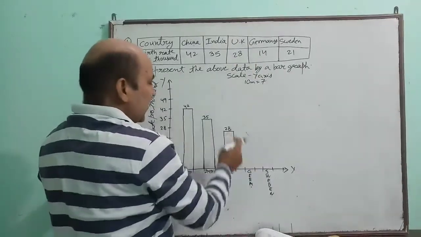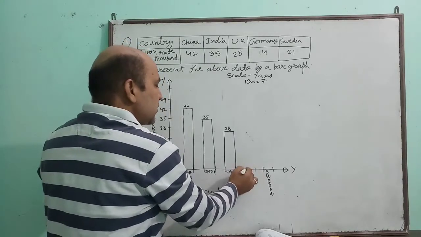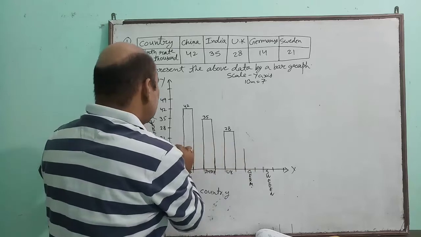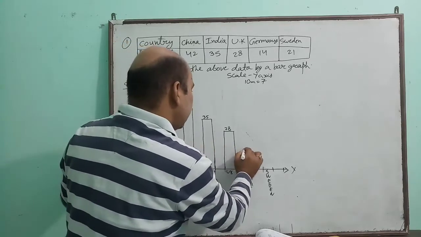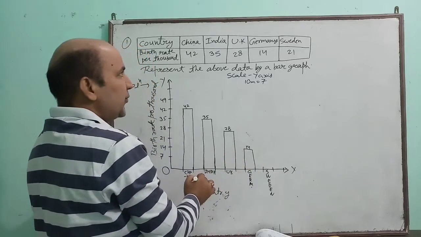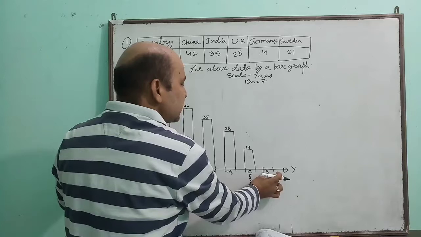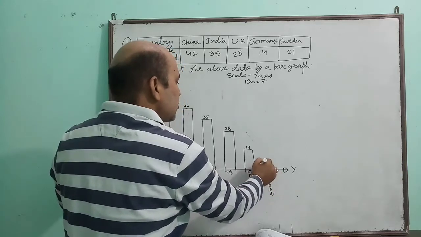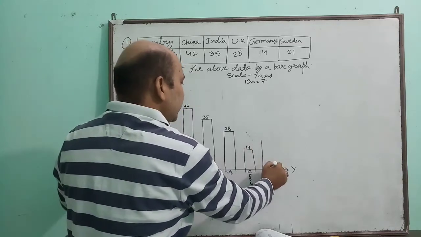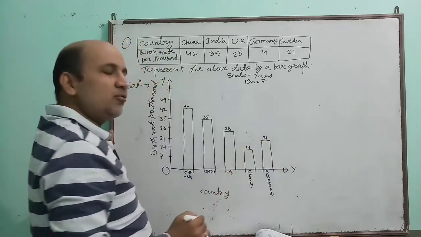Germany's birth rate is 14. So again, this box is representing Germany. From both sides we will bring it up to 14. See here, at the top of it we will write 14. Sweden's birth rate is 21. So this box is representing Sweden. We will bring it up to 21. See here, and at the top of it we will write 21.